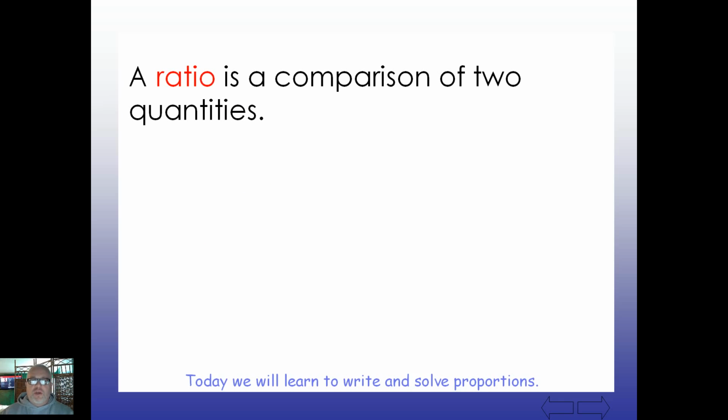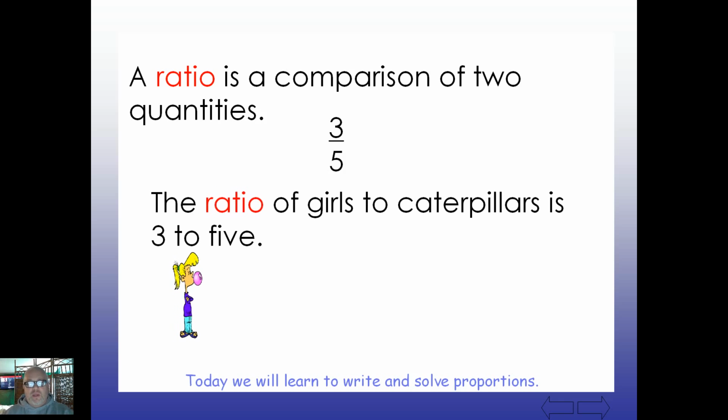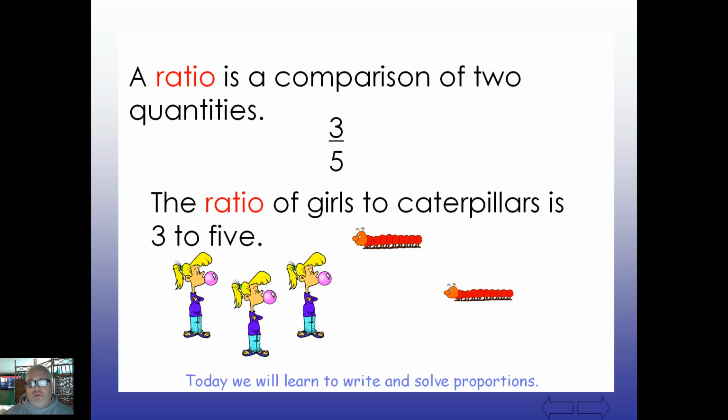So, a ratio is a comparison of two quantities. Just take a look here. I know that looks like the fraction 3/5. In a ratio, it's actually spoken as 3 to 5, or we can write it like a fraction, or we can write it in different ways. So let's take a look here. The ratio of girls to caterpillars is 3 to 5. Pretty obvious. There are 3 girls there and 5 caterpillars there on the right-hand side.